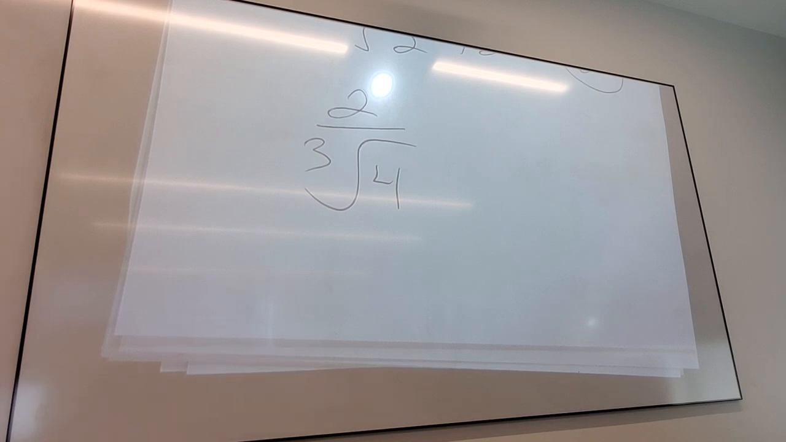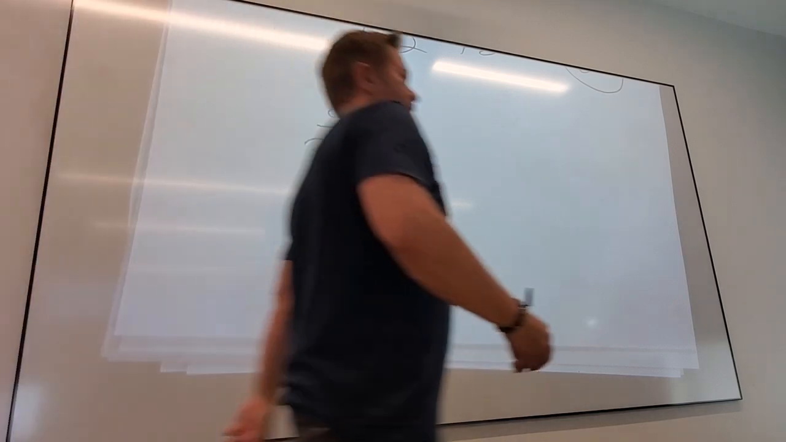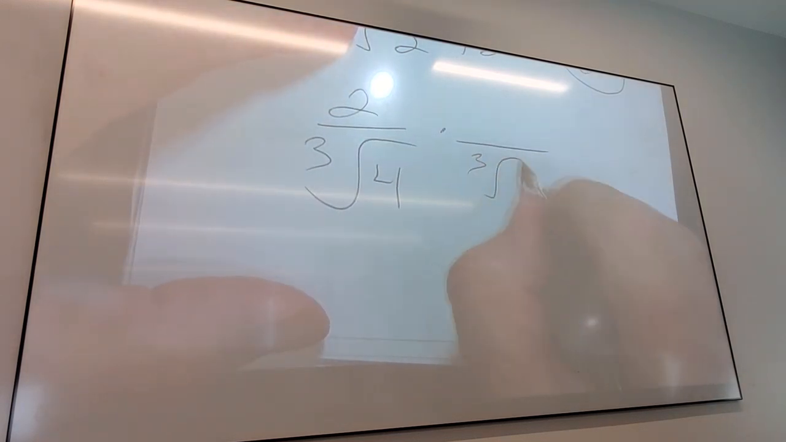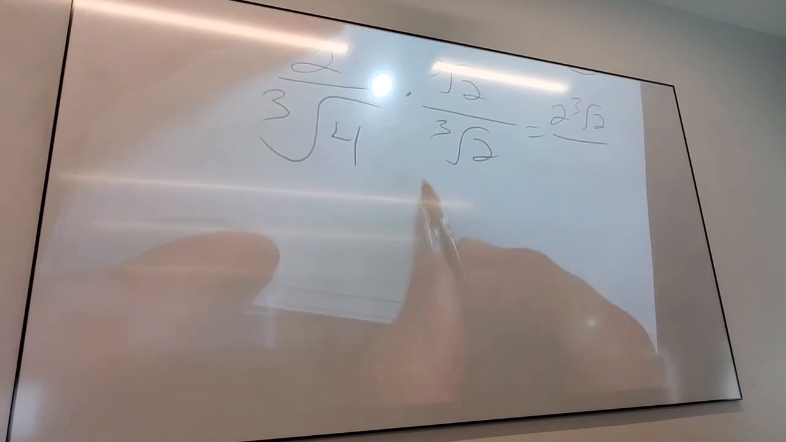Cube root needs how many things in it? 3. What do I mean by that? Square root of 9 is 3 because it has 2 9s. Cube root of 27 is 3 because it has 3 3s. I need 3 things. 4 is 2 times 2. I already have 2 2s. I just need 1 more 2 and it makes 3. I like it.